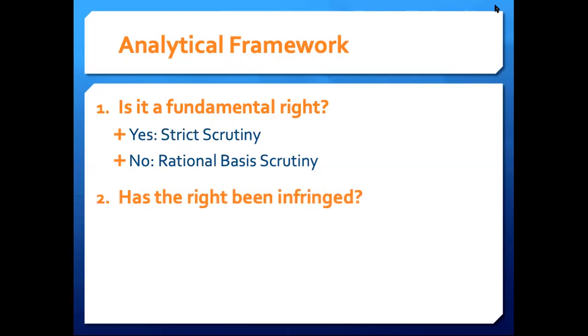We also need to know whether or not we have an actual infringement of the right. If we have determined we have a fundamental right, then the right needs to actually be infringed in order to trigger strict scrutiny. Often this is very obvious, something like a complete prohibition. So for example, if we had a law that completely prohibited all abortions in a state, then we would have an infringement on what the court's determined is part of the fundamental privacy right and the right to an abortion, the right to terminate a pregnancy.